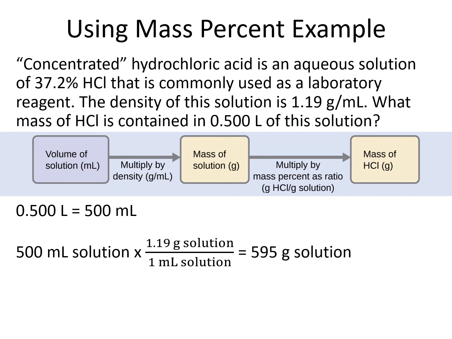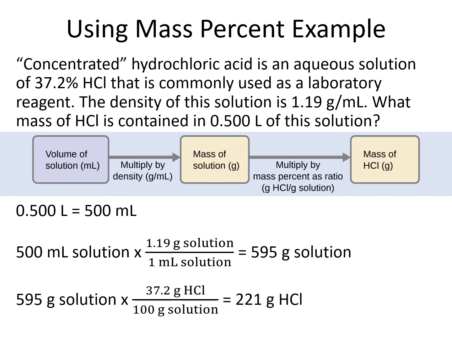Now that we know the mass of our solution, we can use our percent by mass as a conversion factor in a sense. So 37.2% means that out of every 100 grams of solution, 37.2 of those grams would be hydrochloric acid. So we can use that as a conversion factor between grams of our part, our component, the HCl, and grams of our whole, the solution.